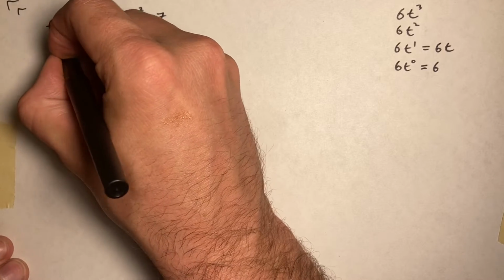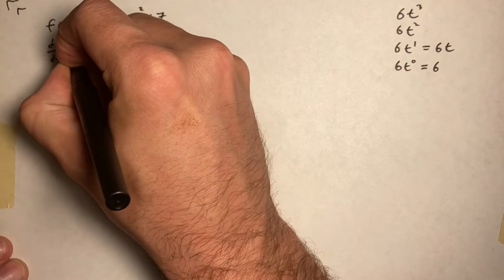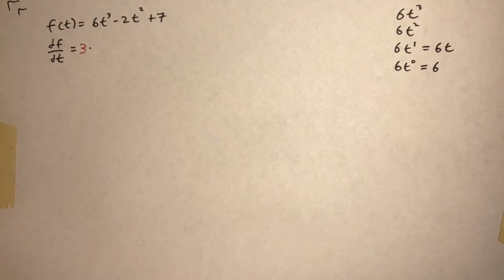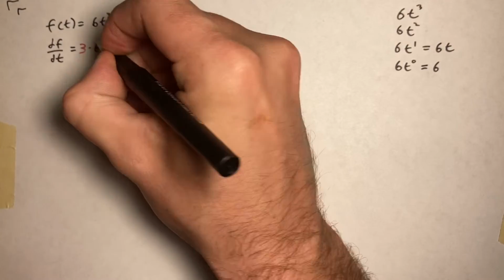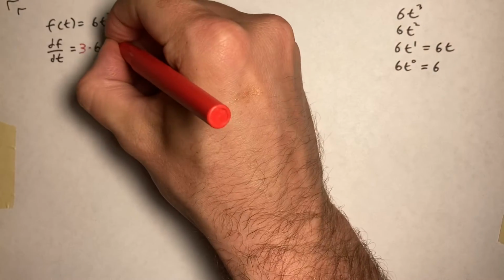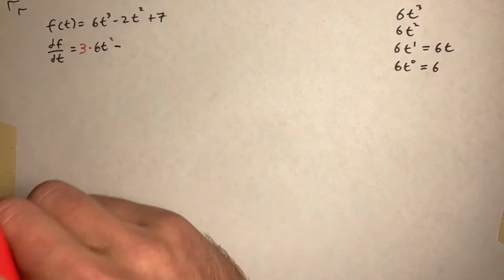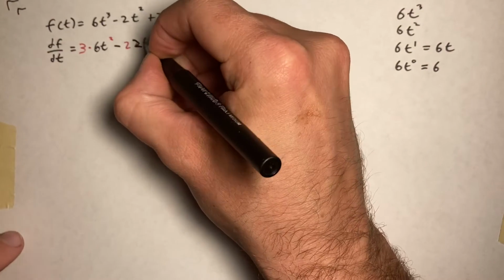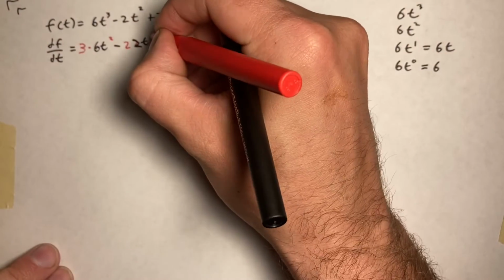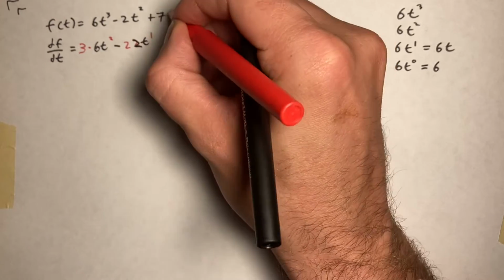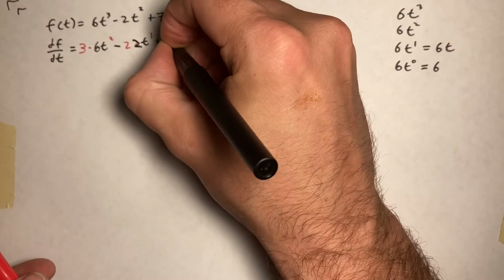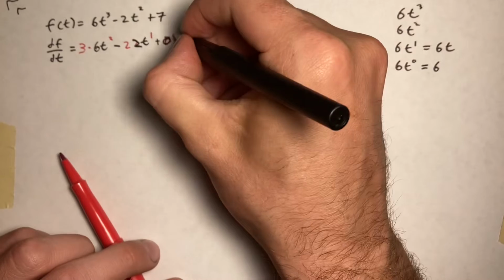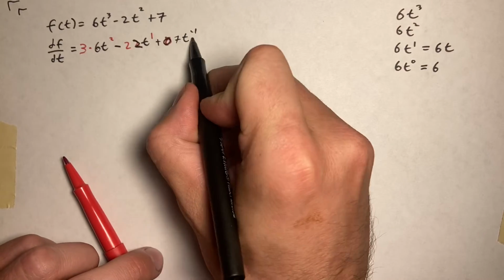So the derivative of f with respect to t, I would write it like this, is going to be, I'm going to take 3, and that'll be times the 6t, and then I'll make it to the second power instead, minus 2 times 2t to the first, plus 7, this would be 7t to the 0th power, and so I'd have plus 0 times 7t to the negative 1. 0 times this whole thing is going to be 0.